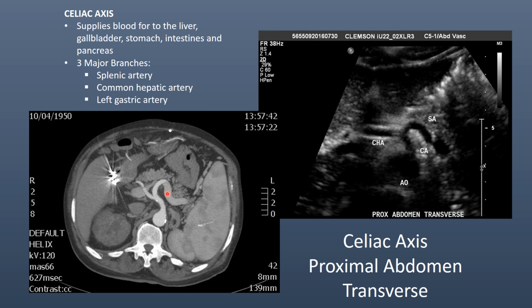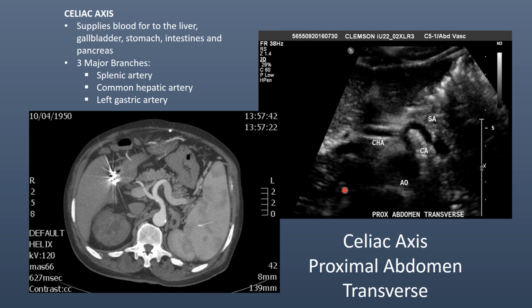This branch is the splenic artery, and it's going over to the spleen, which is this organ here. Organs within the abdomen on CT tend to show up in varying shades of gray. Go back to the celiac axis, and this branch is the common hepatic artery, which is traveling toward the liver. This is the liver. The celiac axis also will branch into the left gastric artery. We don't see that in this particular view.